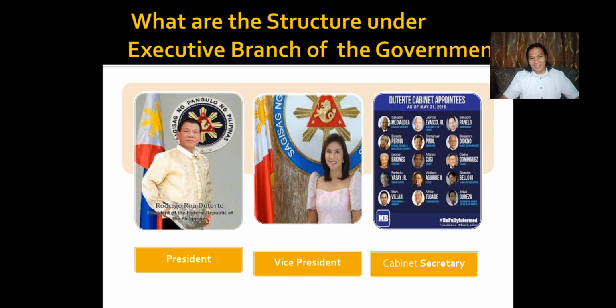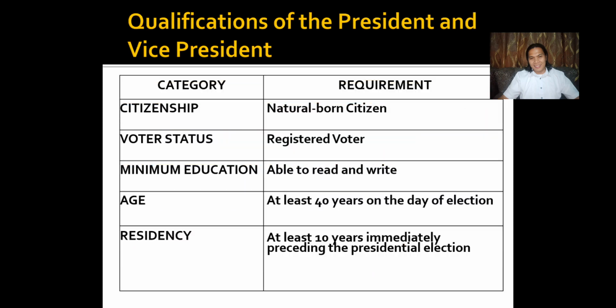Next are the qualifications of the president and vice president. The qualifications of the president and vice president are the same under the Constitution, summarized in the table. Now the qualifications. Number 1, citizenship. Both the president and the vice president shall be natural-born citizens. A natural-born citizen, as mentioned in the Constitution, Article 4, is a citizen of the Philippines from birth without having to perform an act to acquire or perfect his Philippine citizenship.